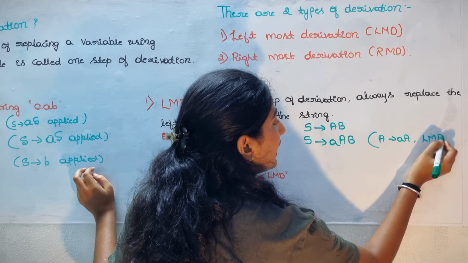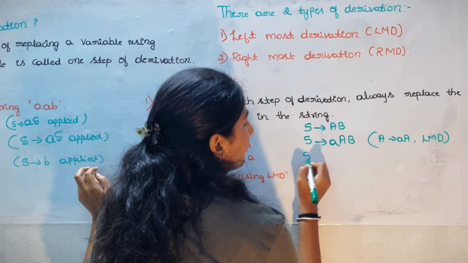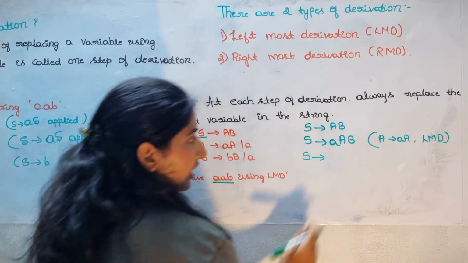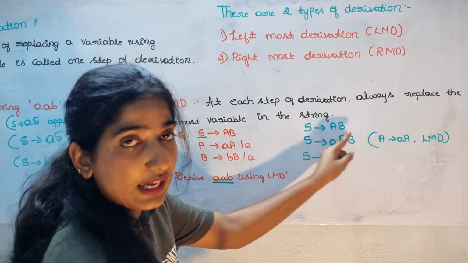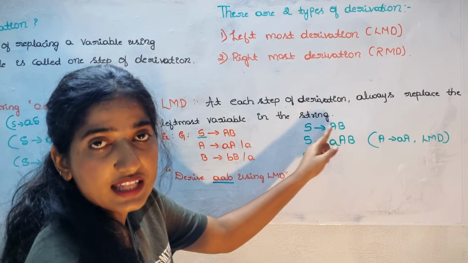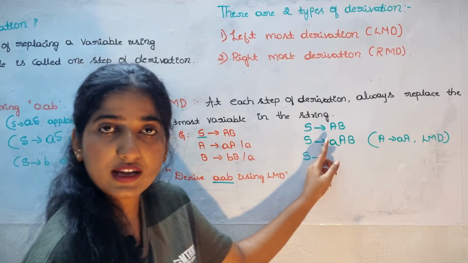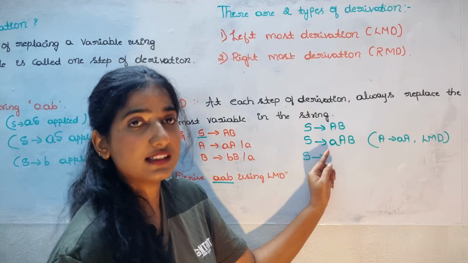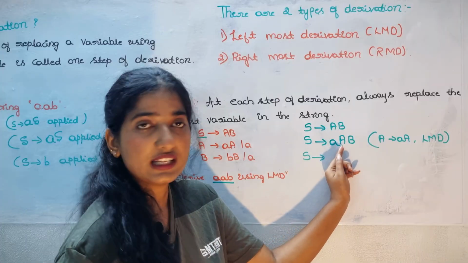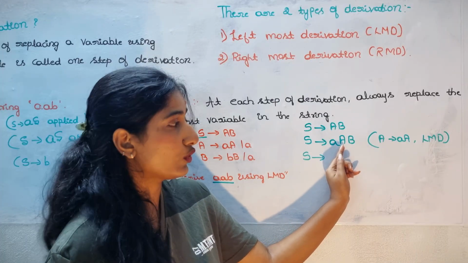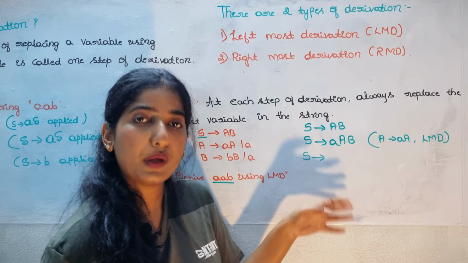So in LMD I have substituted the leftmost variable. Now check again. Here in ab, wait, in aB, I have B as the leftmost variable. Here I shouldn't consider this small a. Why? Because it is a terminal. I have to move to the leftmost variable.